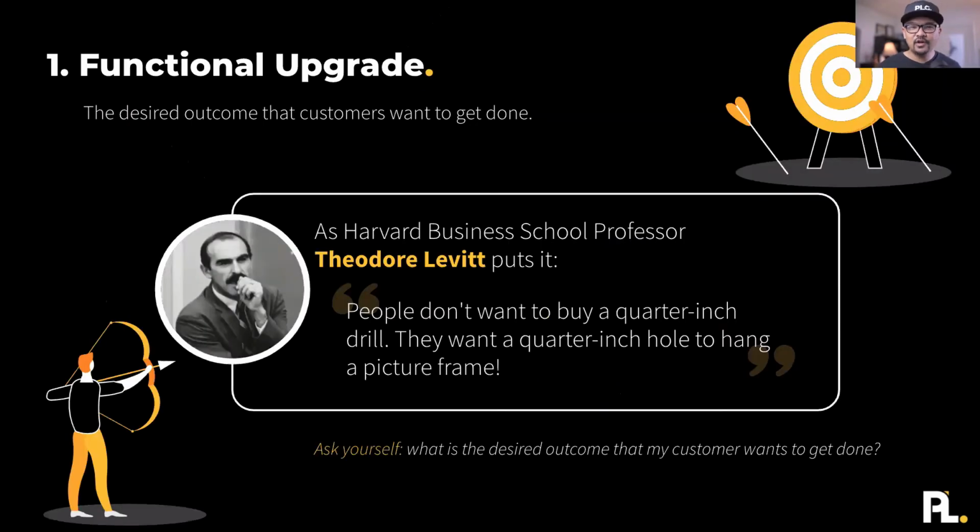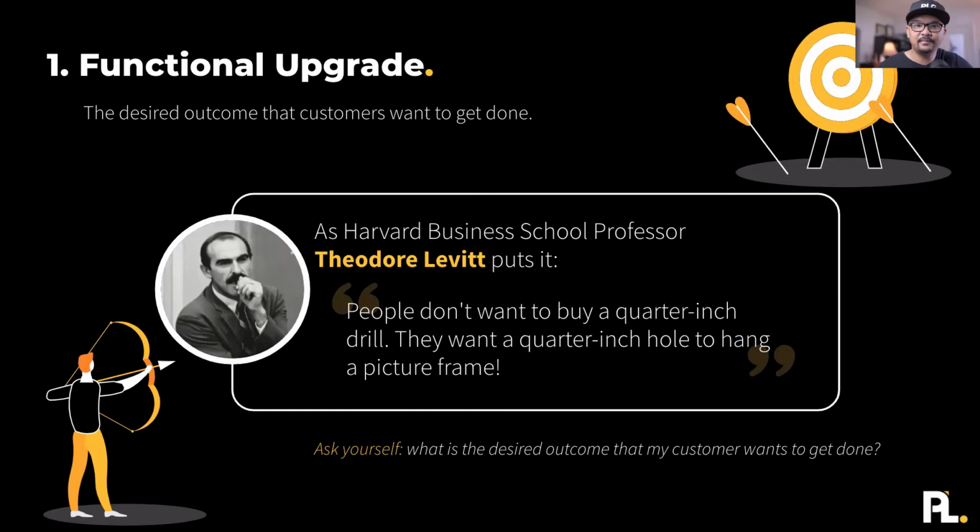The first way is functional. This is super simple for a lot of product growth business owners, entrepreneurs. This is the first thing that comes up for them. Functional. It's the desired outcome that our users want to achieve. And this is a famous quote from Theodore Levitt about the drill: people don't want to buy a quarter-inch drill. They want a quarter-inch hole to hang a picture frame. They're trying to hang the picture frame.